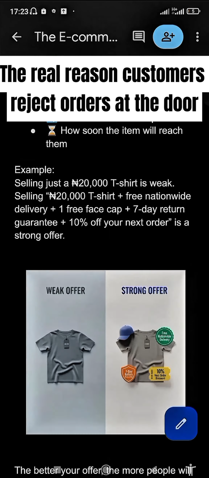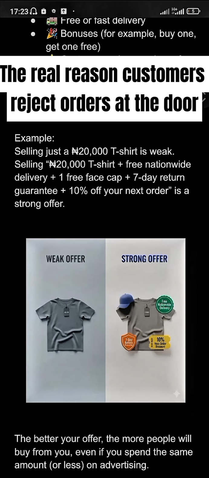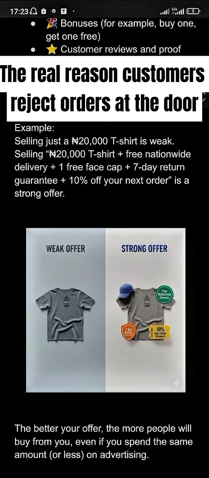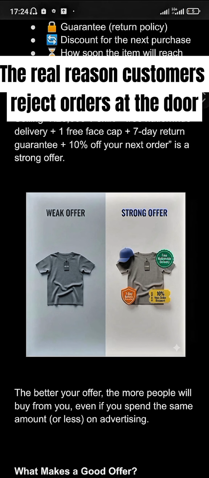Let's say this weak offer now. The amount of sales you get from a weak offer and a strong offer is very, very different. The gap is a lot. A weak offer now, this one on the left, you can get like 2 sales a day. Like if you're selling 5, you can get 2 sales a day if you're lucky. But this strong offer now can get 7 sales a day. That is almost 3 times.